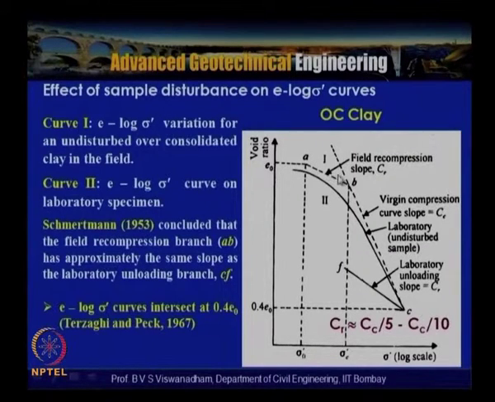Here curve 1 is the e log sigma dash variation for undisturbed over consolidated clay in the field. This is idealized for field conditions, but if we have a sample recovered from the same site with a little degree of disturbance, the laboratory undisturbed sample will yield an e log sigma curve like this, and CF is the unloading branch. The slopes of AB and CF are found to be identical. One more thing is that CR is approximately 1/5 to 1/10 of CC. In the absence of data, it can be assumed that CR, the recompression index, is 1/5 to 1/10 of CC. CC is the compression index, the slope of the normally consolidated portion.